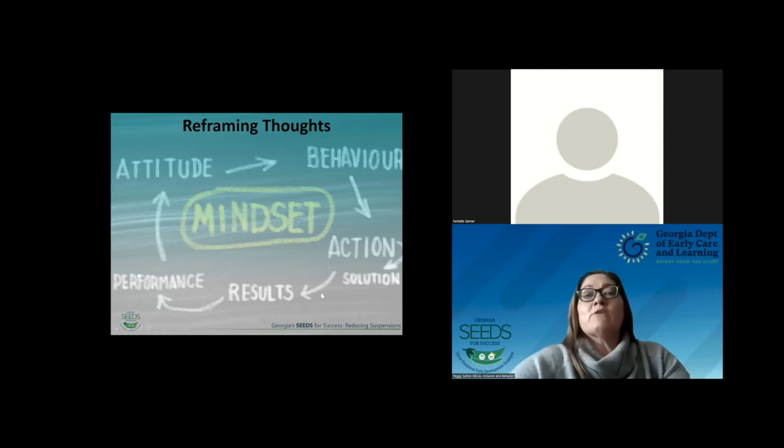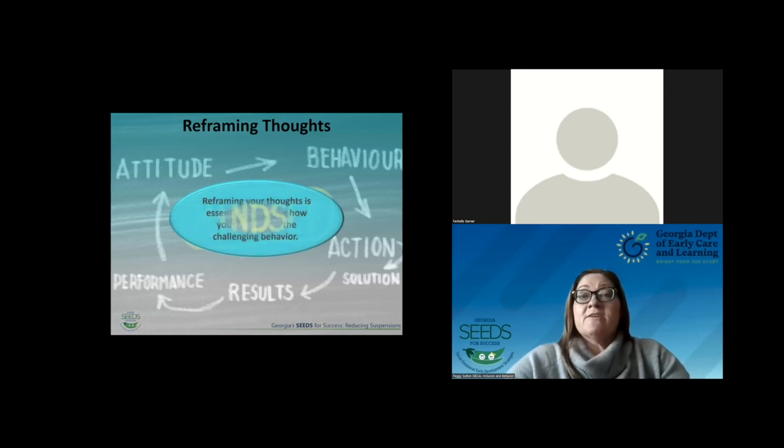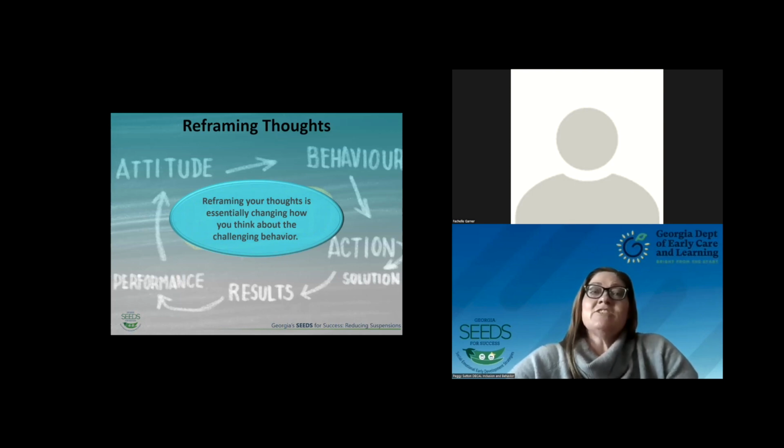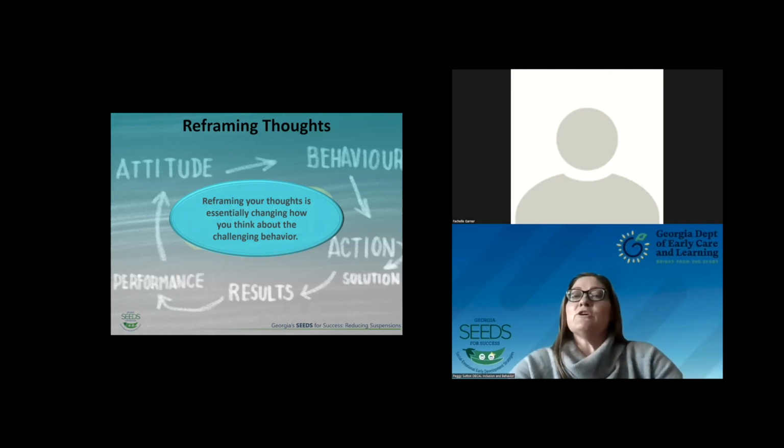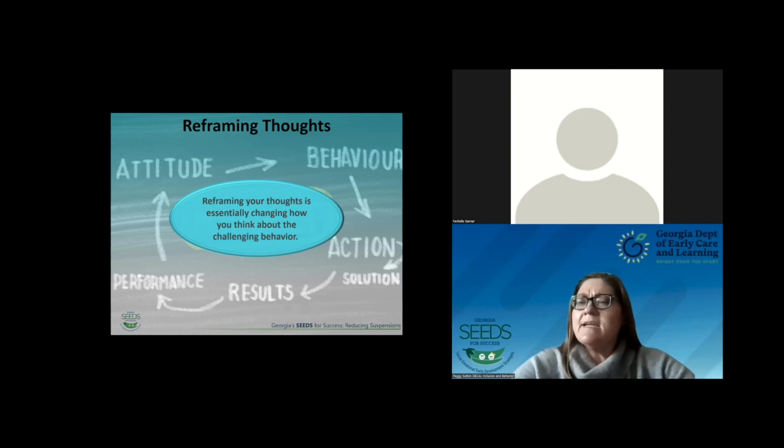So next, we're going to look at reframing our thoughts about behavior and listening to what the behavior is telling us. This is one way that we can begin to prevent suspensions and expulsions. Reframing your thoughts is essentially changing how you think about the challenging behavior. So the way we do this is we start the reframing process by putting aside the notion that children are doing all this on purpose to make us angry or just to manipulate a situation.